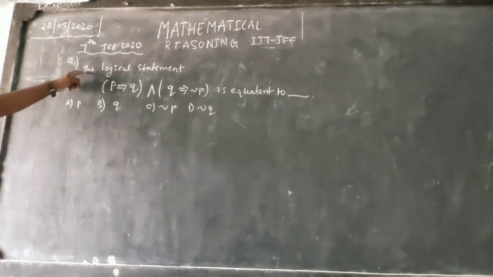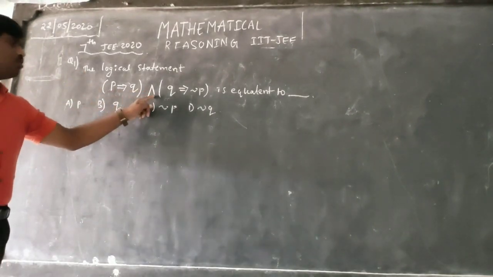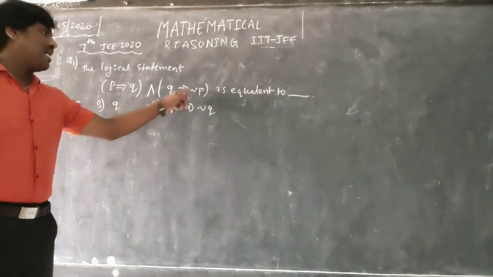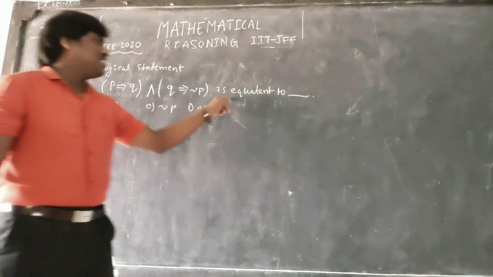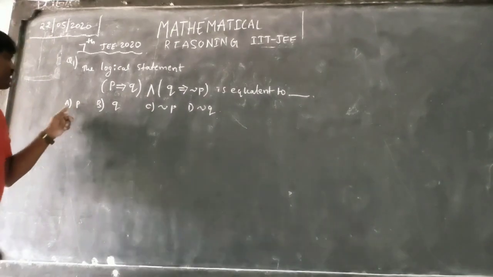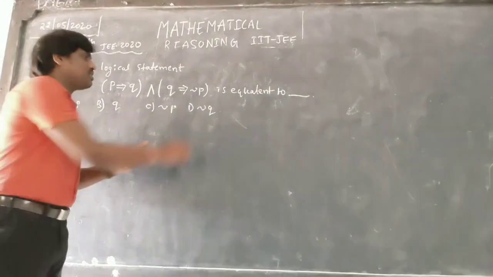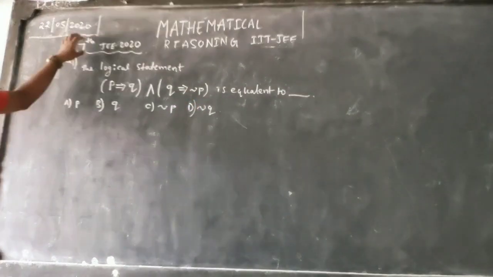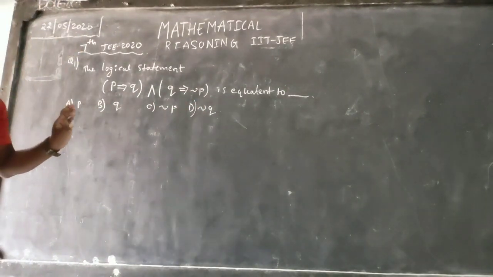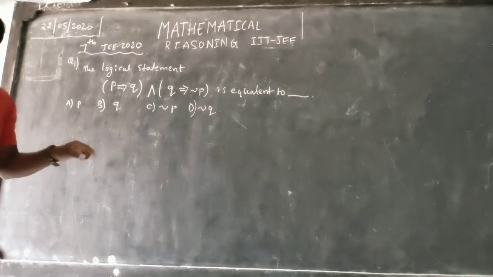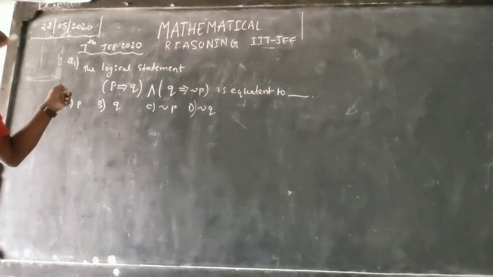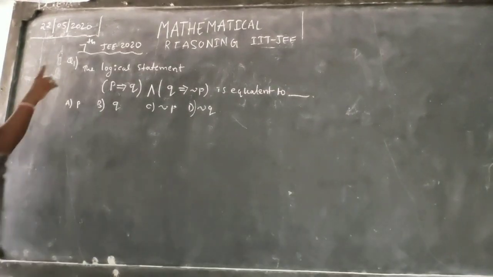If the logical statement (P implies Q) and (Q implies negation P) is equal to dash. Option A: P, option B: Q, option C: negation P, option D: negation Q. This question was asked in JEE 2020, 7th January paper, shift 1. Let's see how to solve.